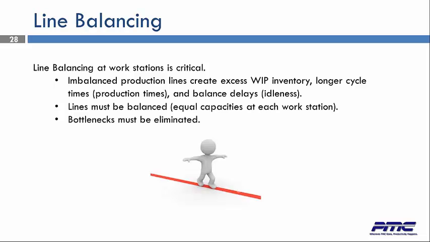Line balancing. Line balancing at workstations is very critical. Imbalanced production lines create excessive work in process and longer cycle times. For example, if the capacity of a machine downstream is less than the capacity of the machine producing just before it, then you see a lot of inventory between these two machines. There is a blockage, and that machine creates a bottleneck for your entire process. So the lines must be balanced, equal capacities at each workstation have to be ensured, and these bottlenecks must be eliminated.